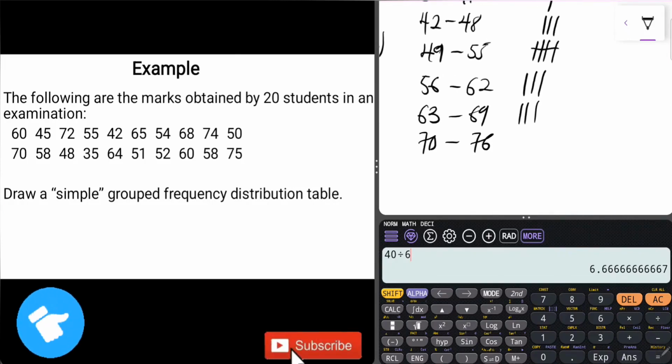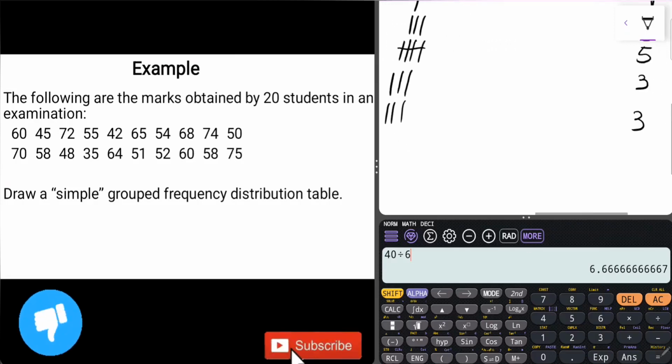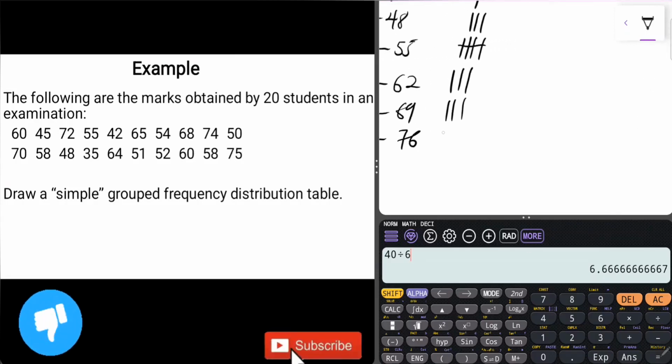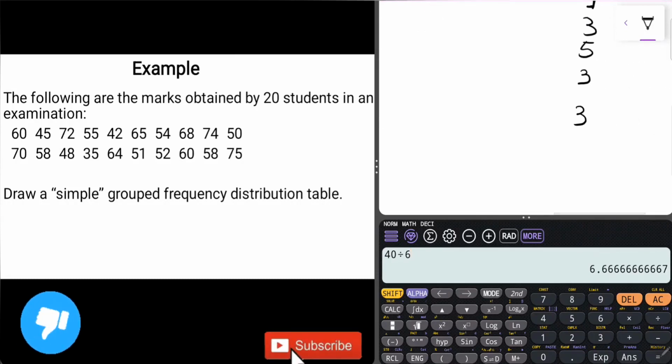And then lastly, the last class is 70 to 76. So let's see. On the first row, we have 72, 1, capture that, and then we have 74, 2, capture that, we have 73, capture that, and then we have 75, 4, capture that. So it's going to be 4 strokes, 1, 2, 3, 4, and you have your frequency as 4 indicated here.